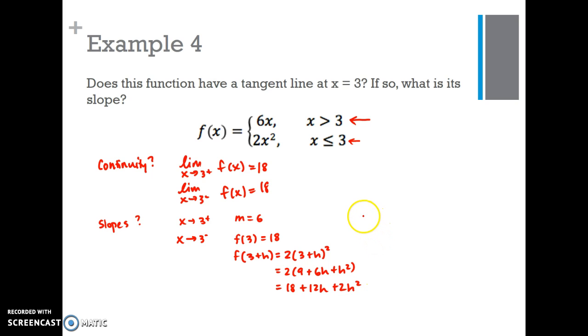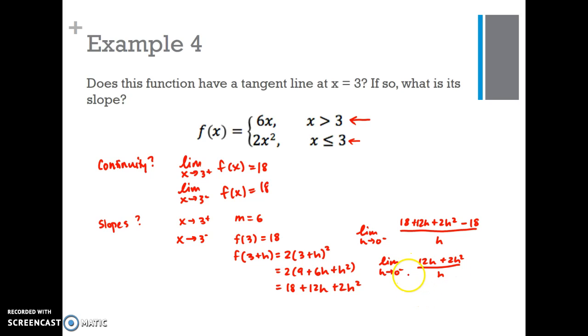So then we're going to set up our difference quotient for the problem. So we have the limit as h approaches 0 from the negative direction, actually, because we're going at 3 from the negative direction, although this part doesn't really matter. So then we're going to take 18 plus 12h plus 2h squared minus 18. There's our difference quotient, divided by h. Notice that the 18s subtract away, so we have the limit as h goes to 0 from the negative direction of (12h plus 2h squared) over h.